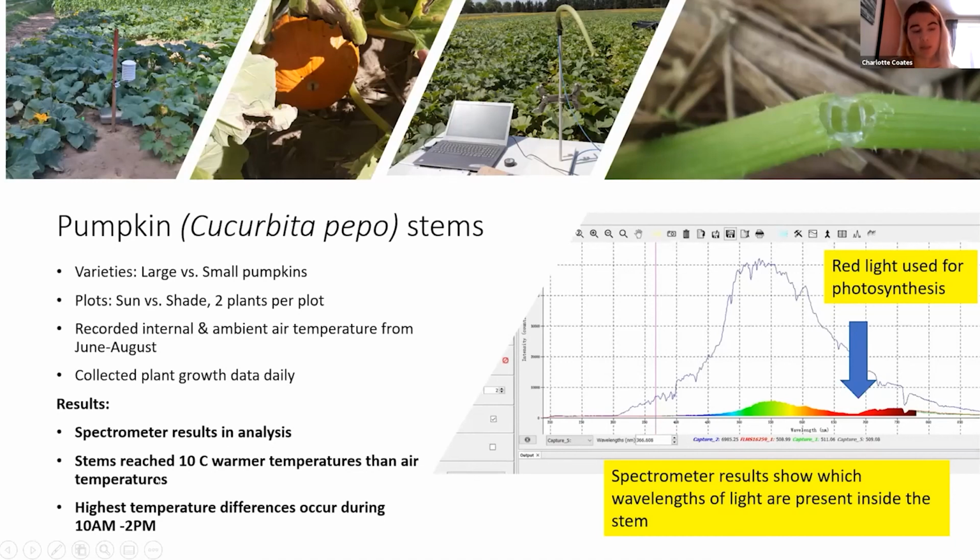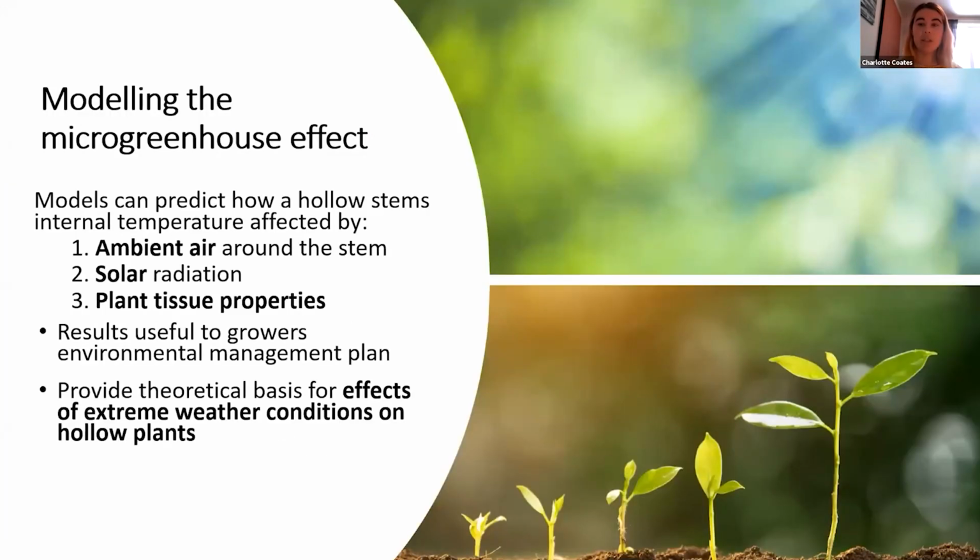We have found that the stems reach about 10 degrees warmer than the ambient air temperature, and this difference occurs between 10 a.m. and 2 p.m. So this is providing evidence for our microgreenhouse effect. And just one last point on the modeling of the microgreenhouse effect.